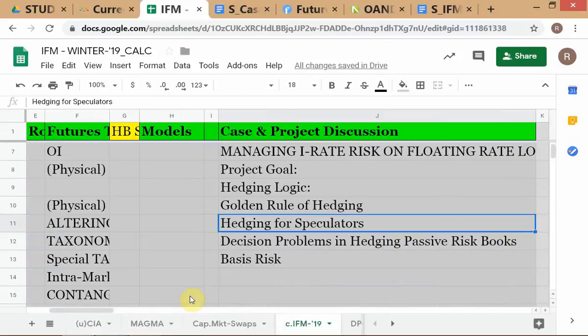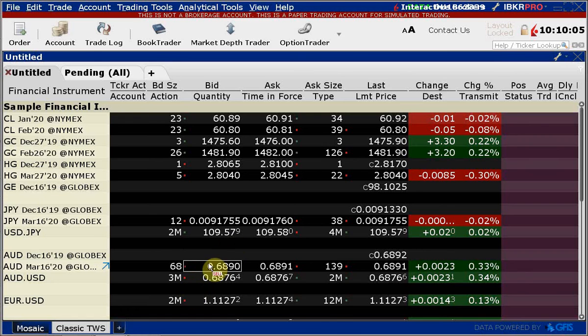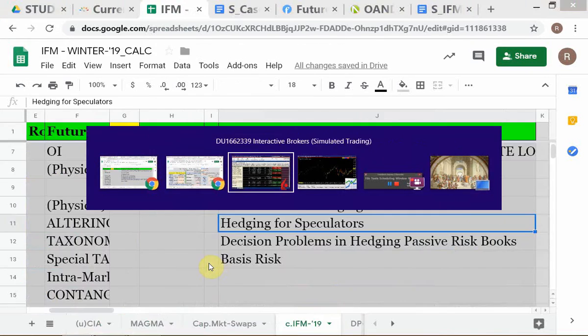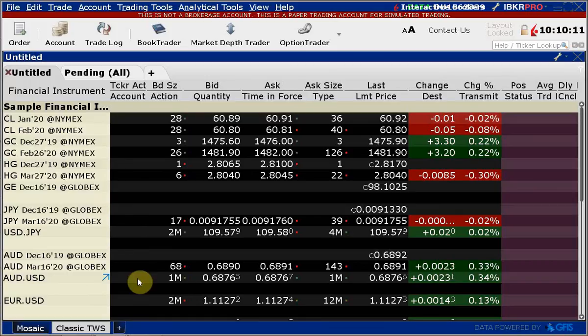Now, when you look at speculators, this is an example of a speculative book. If you have positions in all these contracts, that would be a speculative book, if you just have these positions and nothing else. I started with a zero risk position, and then I went and bought all these futures contracts. Imagine that I'm not going to do any trades here because I want to keep the account clean. But imagine that I bought a little bit of crude oil, a little bit of gold, a little bit of copper, Eurodollars, and some dollar yen, Aussie dollar and Aussie yen futures. Then you have a bunch of positions.